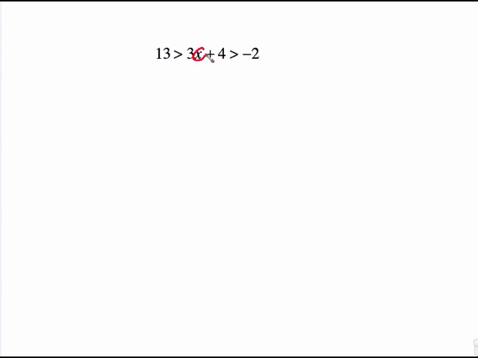We want to get this x alone. So what we'll do to get the x alone is subtract 4 from the right column and from the left column. Do the arithmetic. 13 minus 4 is 9. Bring down your inequality sign. The 4's cancel. There's our 3x. -2 and -4 is -6.